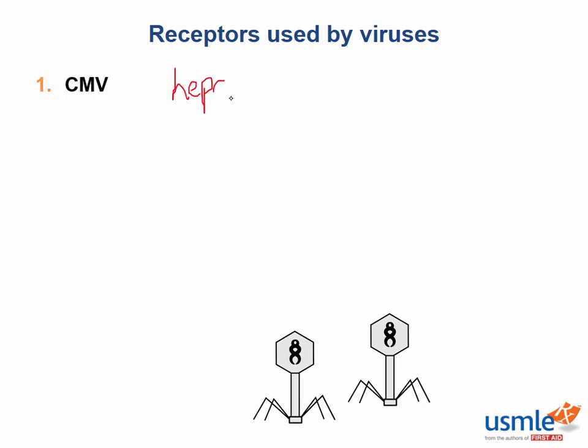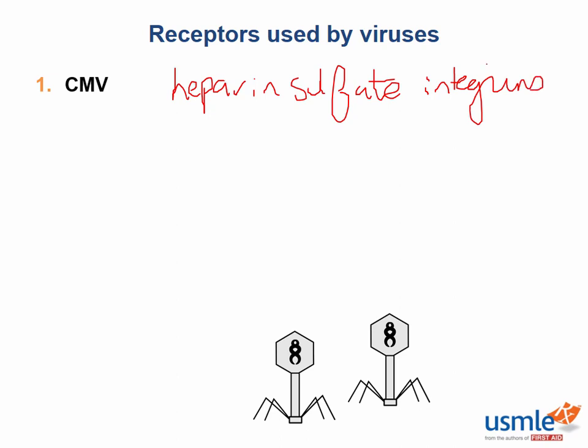The first one is cytomegalovirus, which binds to heparan sulfate integrins. This makes sense because integrins are found on all sorts of cells, which is why CMV causes such a diverse array of symptoms and infects such a diverse group of organs: the colon, the esophagus, the retina, etc. The next is Epstein-Barr virus, which infects B cells by binding to cluster of differentiation number 21, CD21.